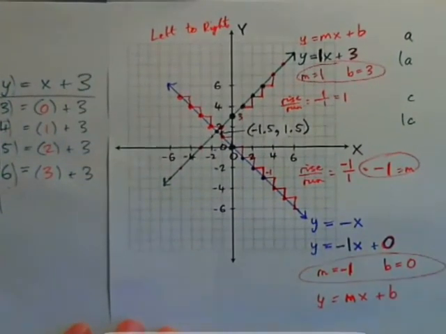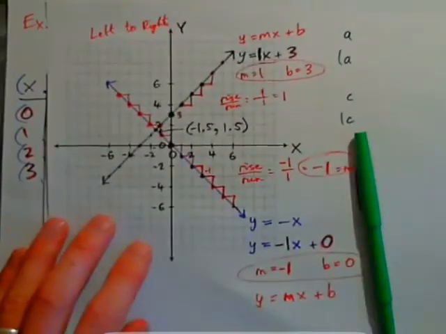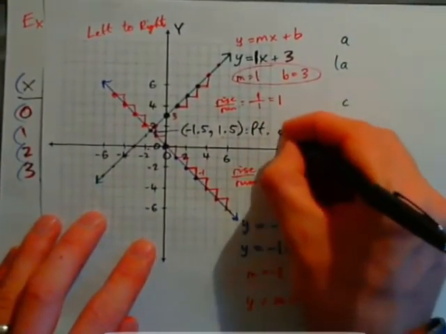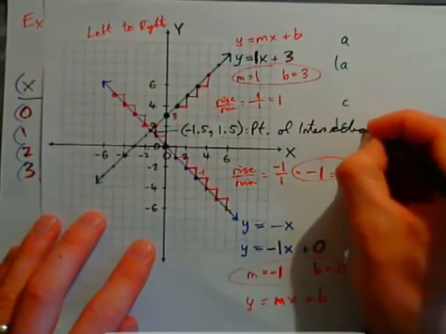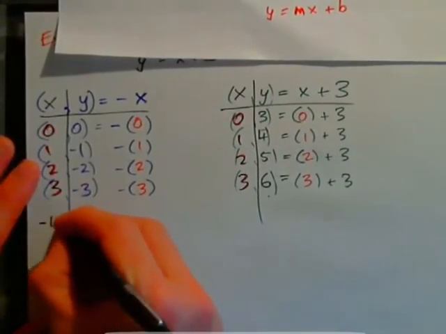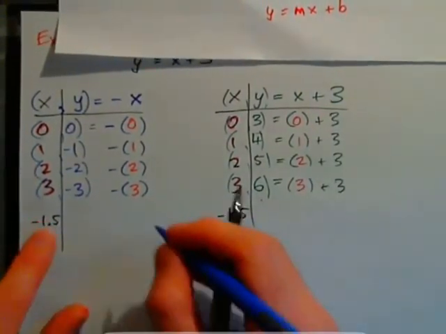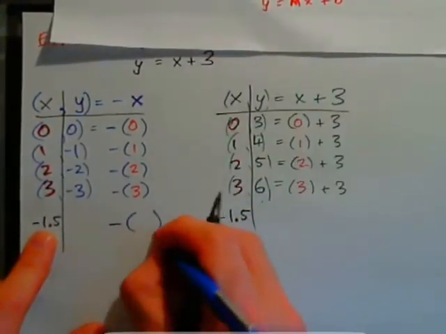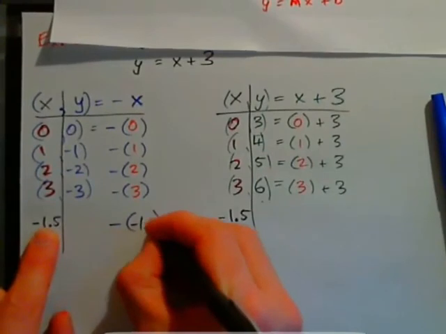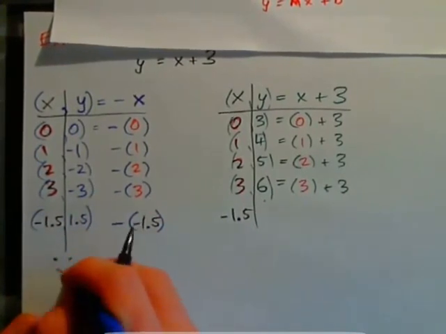And of course, we can certainly check that. So we check it in each equation, and I'm going to use my tables to check the point of intersection. The point of intersection is negative 1.5, 1.5. So if x is negative 1.5, what would y be in each equation? So if x is negative 1.5 here, I've got to calculate negative x. If I plug negative 1.5 in here, I have negative negative, that makes positive 1.5. And there indeed is my point of intersection. So it works in that equation.